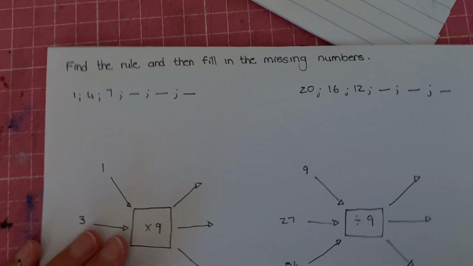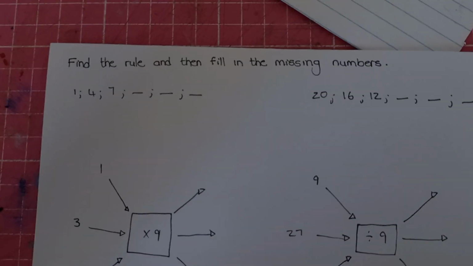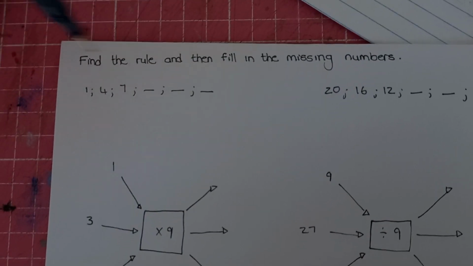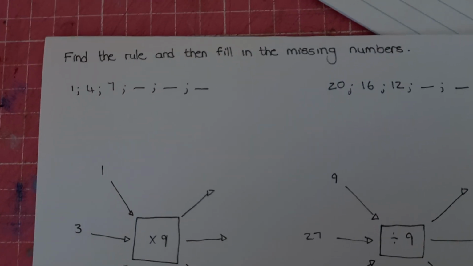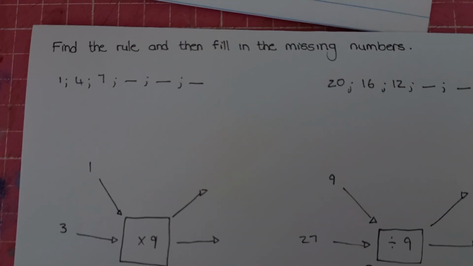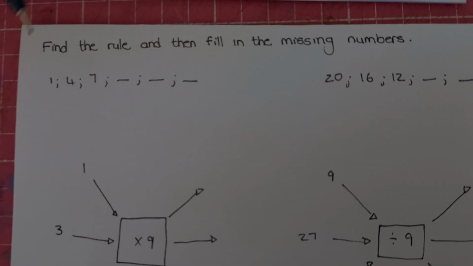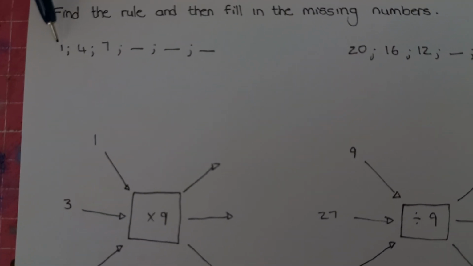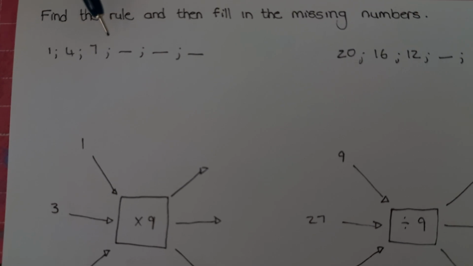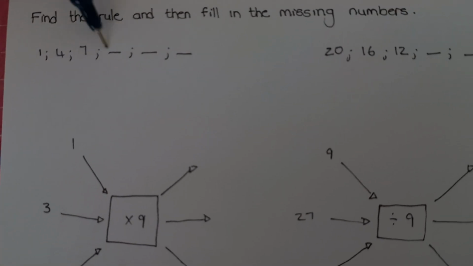Okay, so let's quickly go through some number patterns. Here we're just having a look at some pretty basic number pattern things. It says find the rule and then fill in the missing numbers. If we have a look here, we've been given a 1, a 4, a 7. We have to find the rule and then fill in the missing numbers.